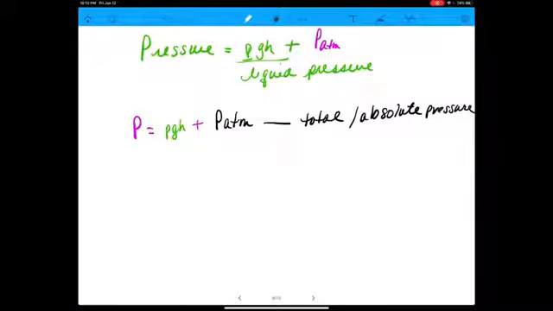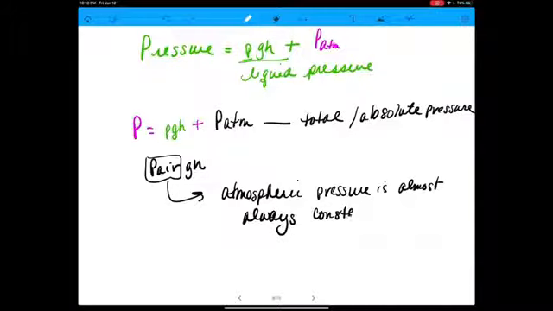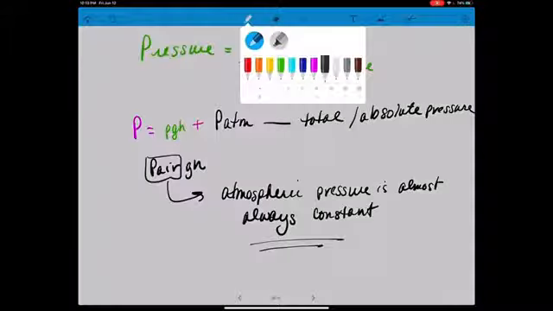Now, we typically don't try to derive a fancy term like the density of air times g times h for the atmospheric pressure, since our depth in the Earth's atmosphere is pretty much constant. So we really don't deal with this because the atmospheric pressure is almost always constant. So we really don't need to worry about that too much.